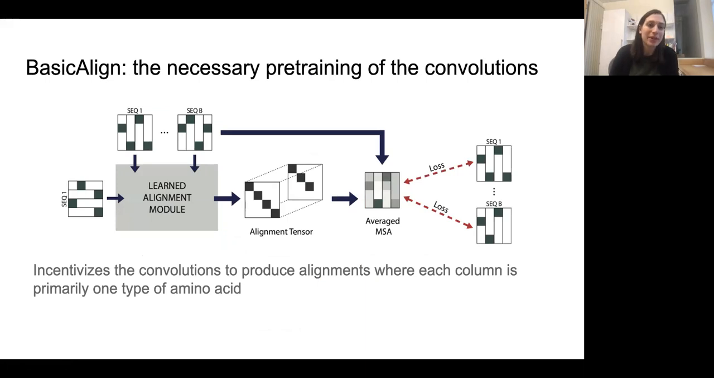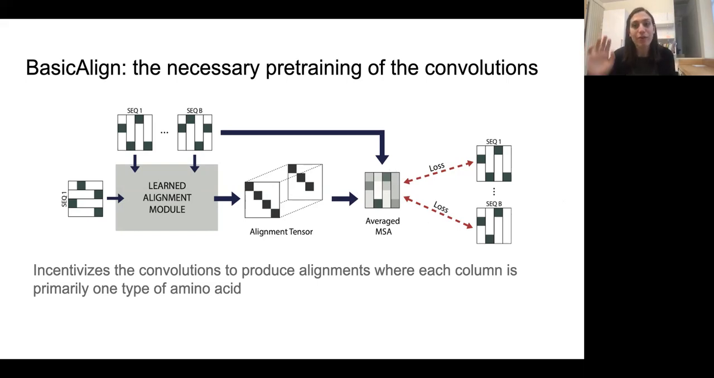called BasicAlign. And the input here was just the sequences, our query and the rest of them, input into the learned alignment module. And then we use this to get an average MSA. And we then computed a loss function of how well this MSA predicts each of the sequences. In doing so, this incentivized the network to find a set of convolutions that produce alignments where each column is primarily one type of amino acid.